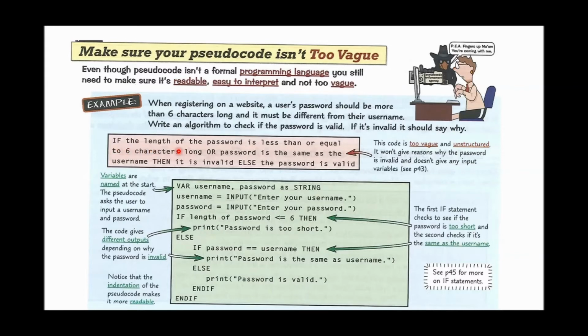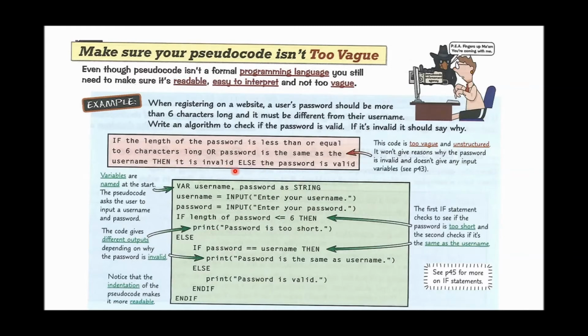If the length of the password is less than or equal to 6 characters long, or the password is the same as the username, then it is invalid, or else the password is valid. If the length of the password is less than or equal to 6 characters, this is what it tells you there. The password should be more than 6 characters. So if it's less than or equal to 6 characters, or the password is the same as the username, then it is not valid.